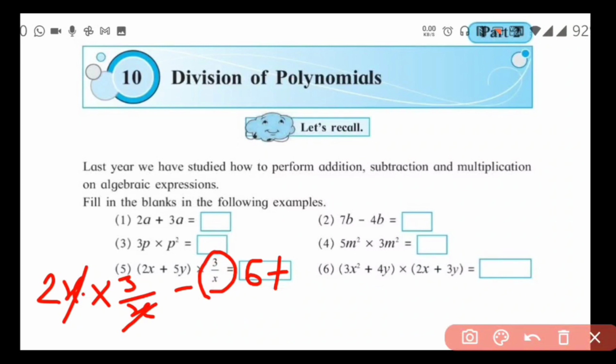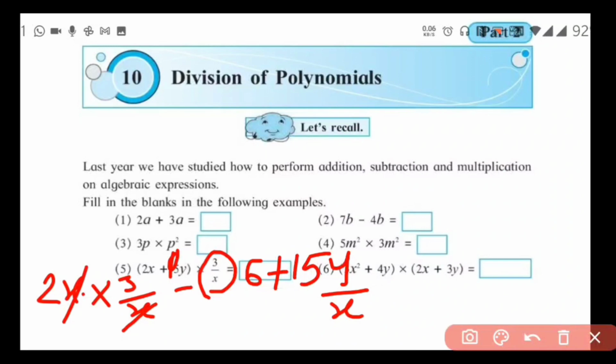We have to multiply only the coefficients. So here 5 is there in the first expression, and in the second expression 3 is there. So 5 3s are 15, we will be getting 15, and y as it is we have to write, and upon x also as it is we have to write. So the answer is 6 plus 15y upon x.